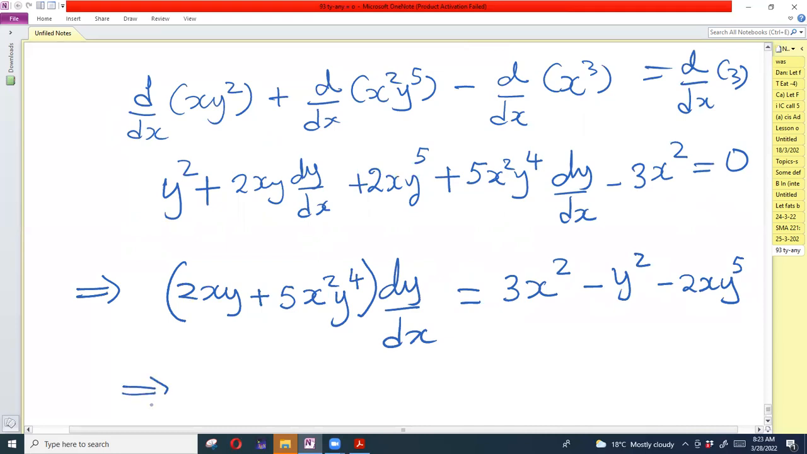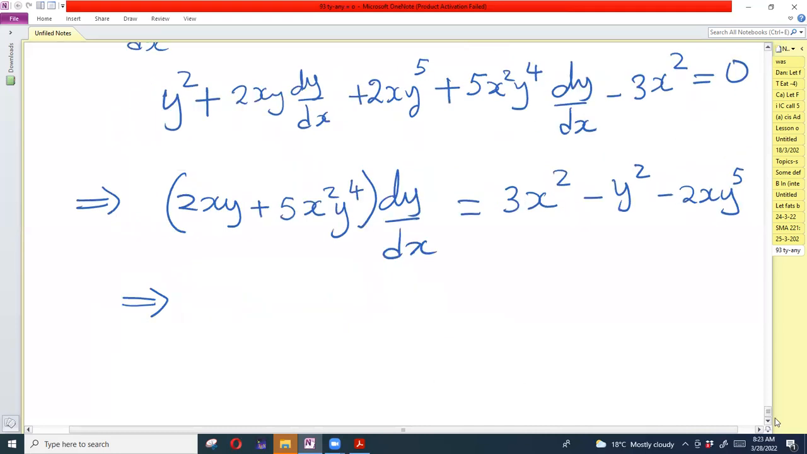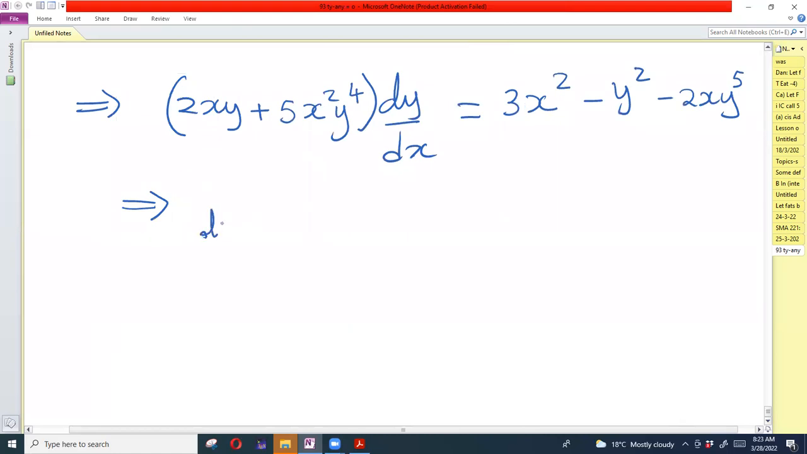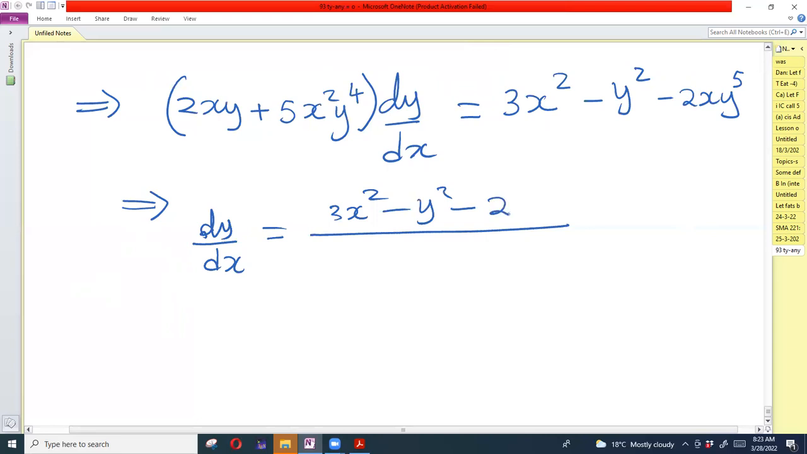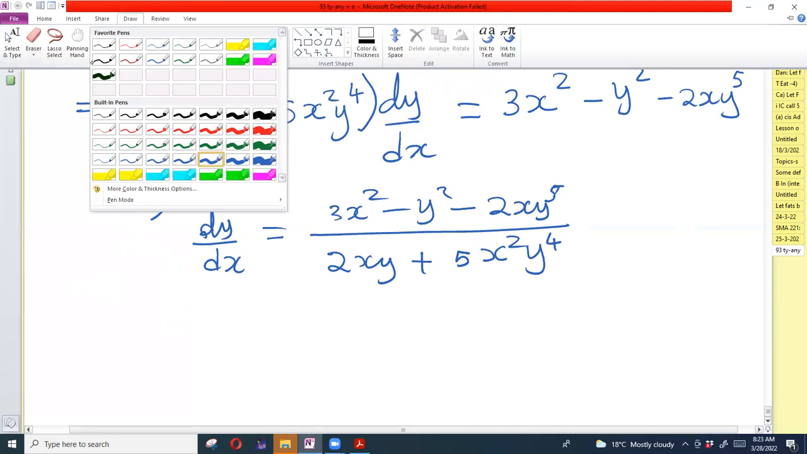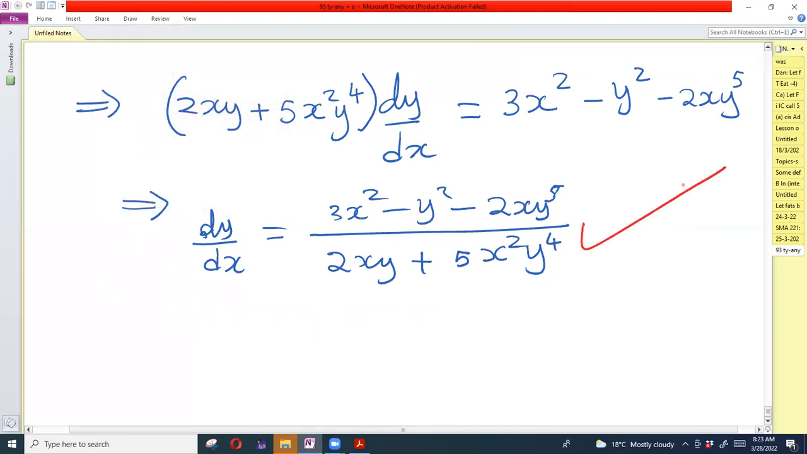And so when we make dy/dx the subject, dy/dx will be given by 3x squared minus y squared minus 2xy to the power 5, divided by 2xy plus 5x squared y to the power 4. So this is the solution to the given problem. Thank you.